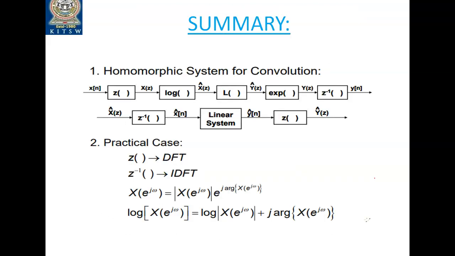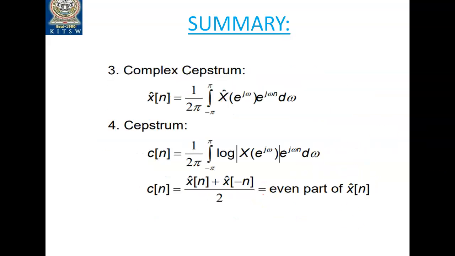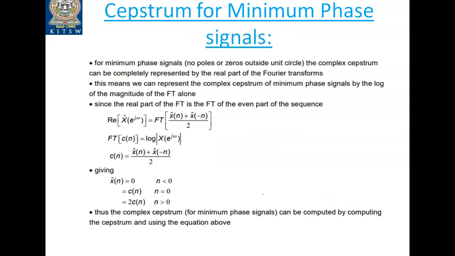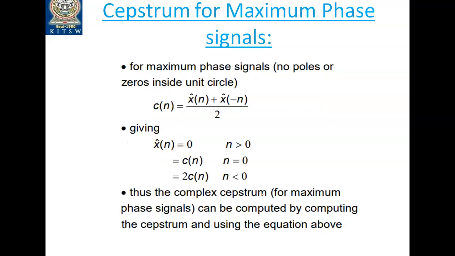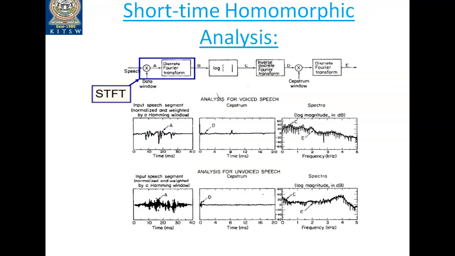Now this is the summary: the homomorphic system for convolution we have taken, the procedure, everything that we already know, the complex cepstrum that we know, the cepstrum real part, and the system for minimum phase signals, the way we have already seen in the previous example. This is also the same thing. So this is short time homomorphic analysis. We need to apply the window technique, that's all, and everything is the same.